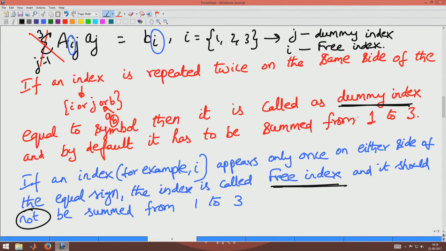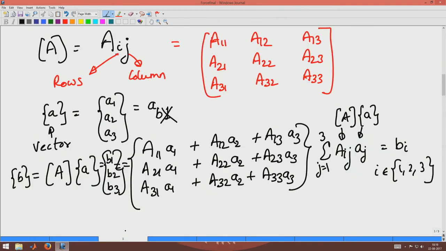So, except for the indexes that appear on either side of the equal to sign, which are free indexes, the dummy index can take any other symbol also, because by default you are going to sum that from 1, 2, 3. So, this dropping off of the summation sign is a convention that we are going to adopt. What that means is an index should not appear more than twice on one side of the equal to sign. If the index appears more than twice on one side of the equal to sign, there is something wrong with your initial notation. This is called the initial notation of the matrix equation.